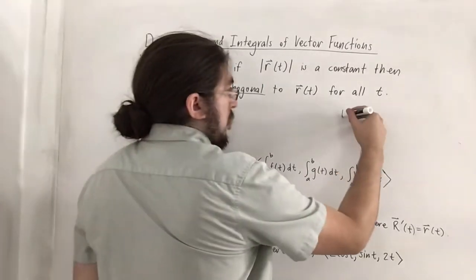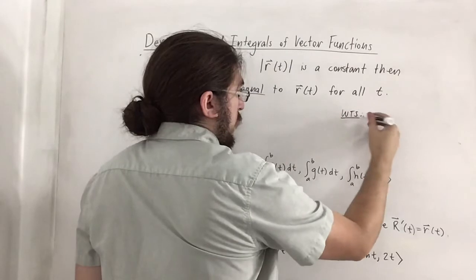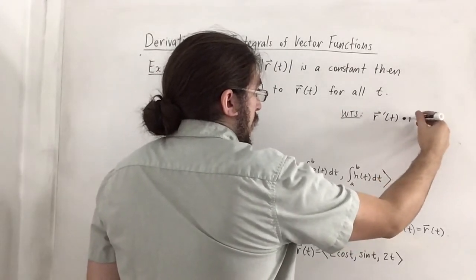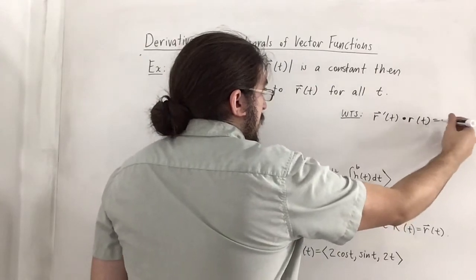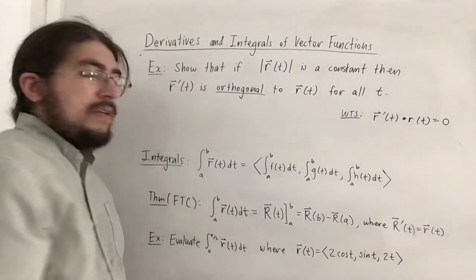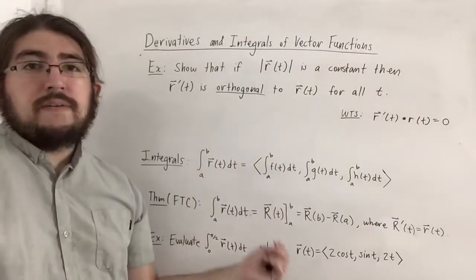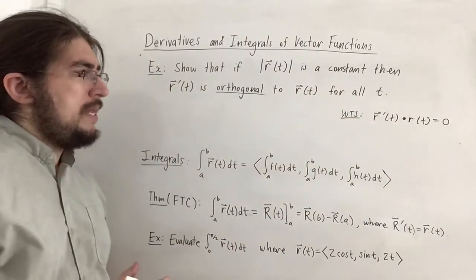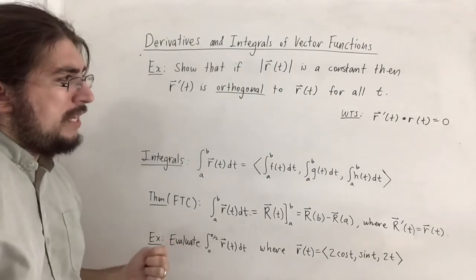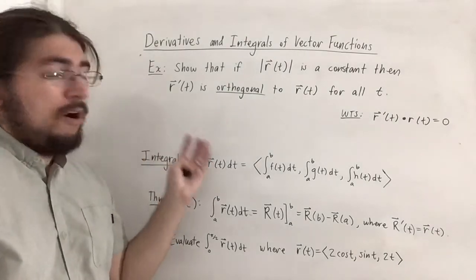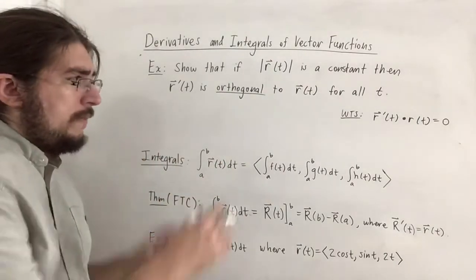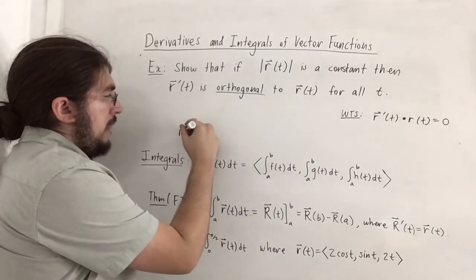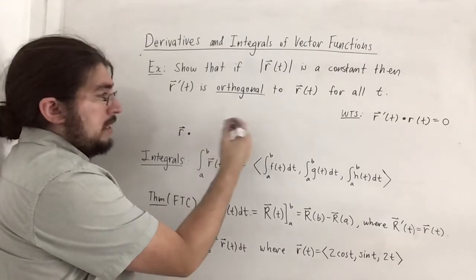So we want to show, so let's write WTS off to the side here, we want to show that r prime dotted with r results in 0. Now what this reminds me of is a product, obviously. So we have a derivative dotted with that. So I think maybe if we get something as far as the derivative of r times r, maybe that'll make sense. And let me show with some scratch work over here what I mean by that. So if we had r times r, it's going to be dot in this case.